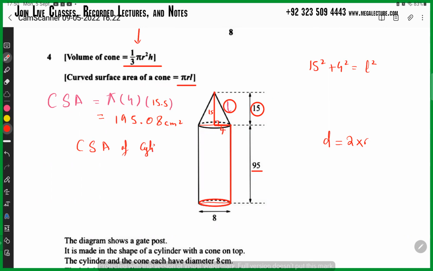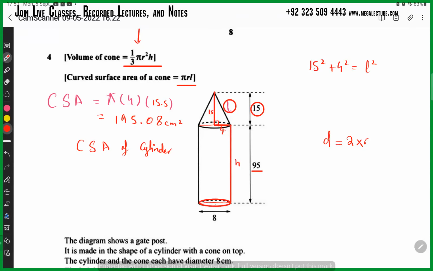Ma'am, if we multiply the outer boundary by height, wouldn't that become volume? No. Imagine that volume was the area inside it. Okay, so we were multiplying the base area with height. This time around, I'm talking about the outer boundary. Okay, the outer boundary.